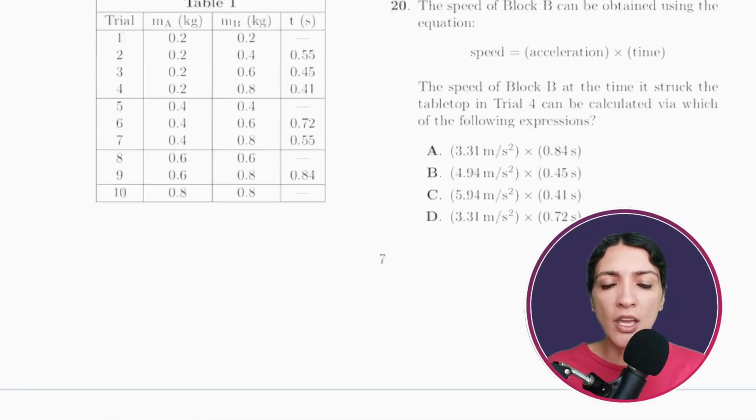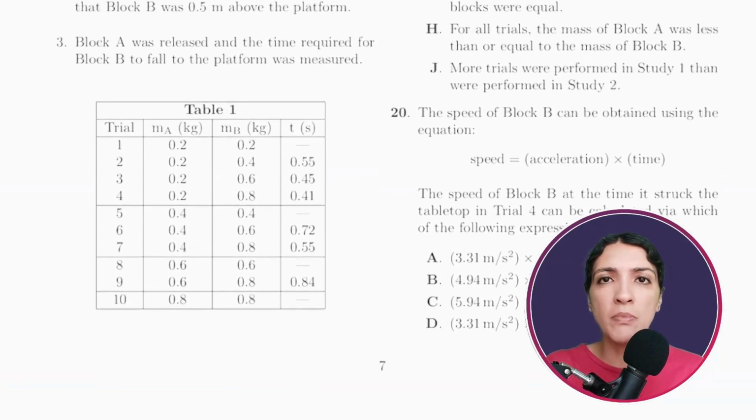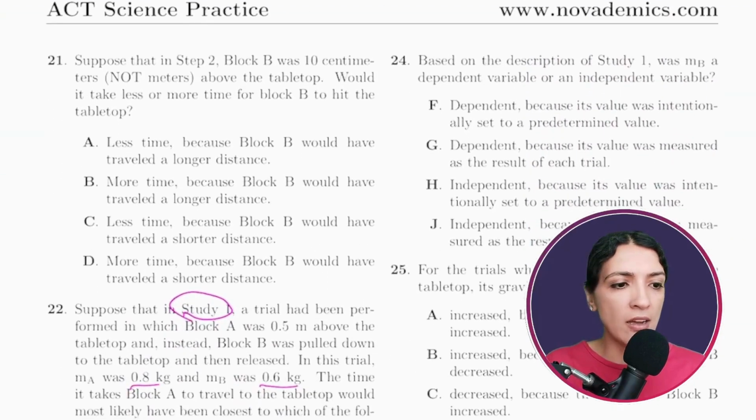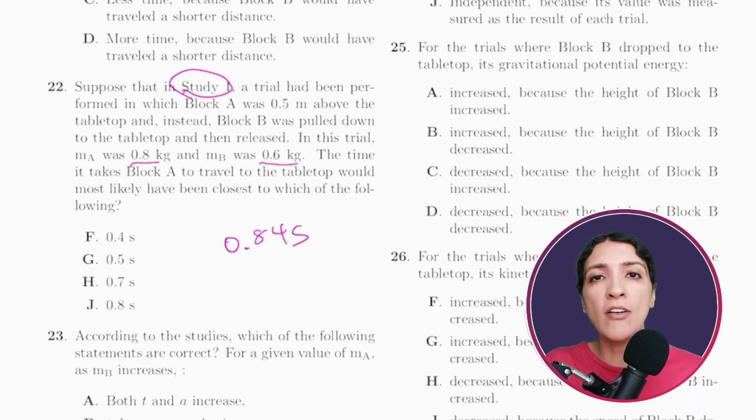So let's look at our study, and we want to find the row where one of the blocks was 0.8 and the other 0.6, which would be row 9. And at this point, we see that the time traveled was 0.84. So let's take that down, 0.84 seconds. Okay, so we're asked approximately how long it will take for the block to travel. So that would be choice J, 0.8, which is closest to 0.84.